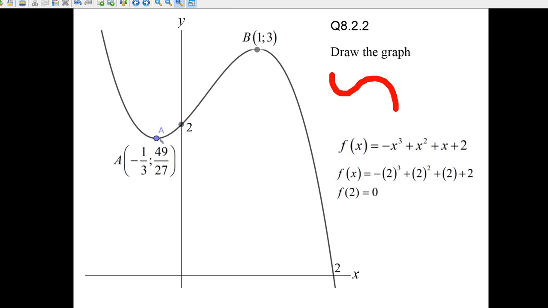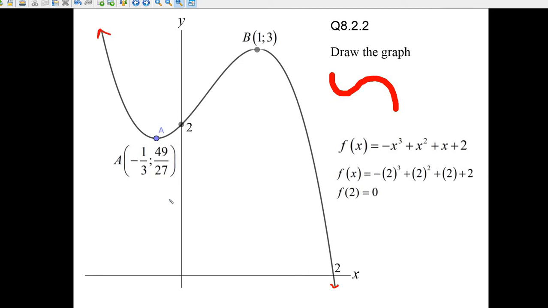I know it turns at minus a third and 49 over 27. So it's got to turn here, hit the 2, and then turn at 1 and 3, and then come back down and hit this 2 here. Now you should put nice little arrows on it and all that stuff to make the function a little bit nicer, like that, if you were doing it and graphing it.